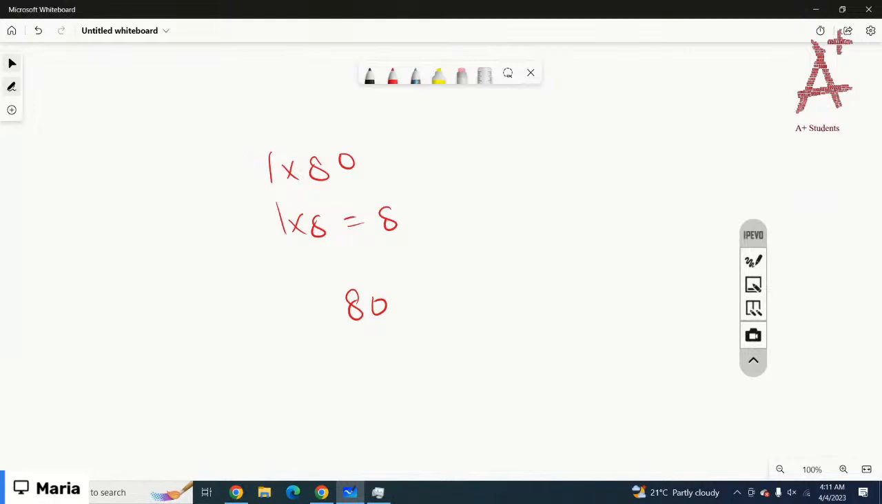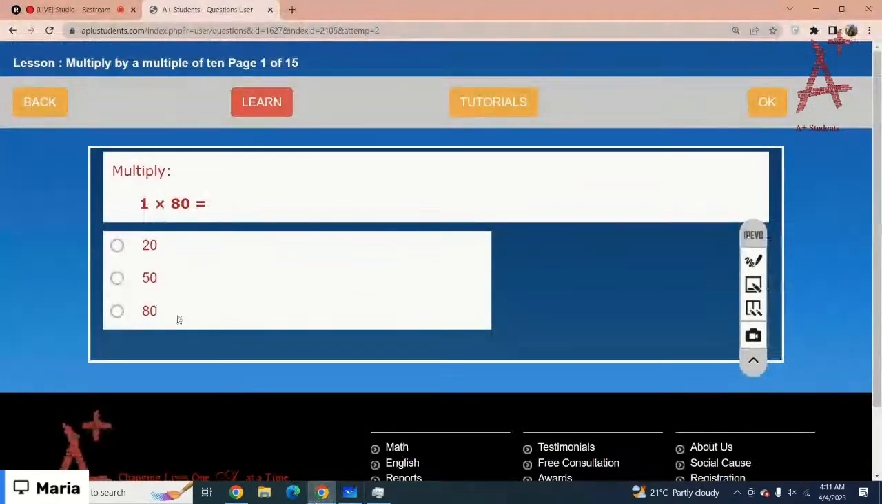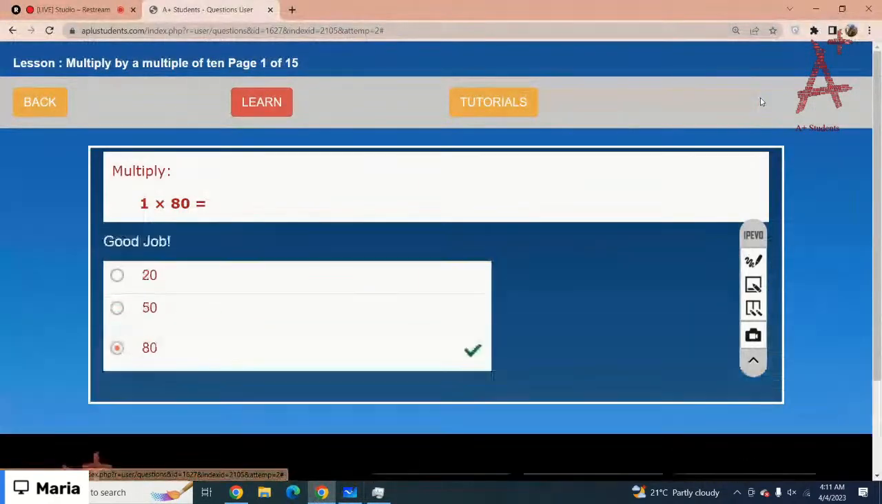Non-zero means the numbers that are not 0. It would be 1 and 8. They are not 0. So just multiply 1 times 8. It would be 80. Got it?